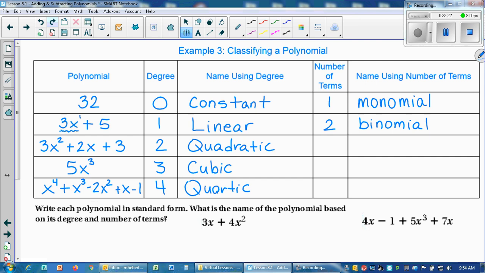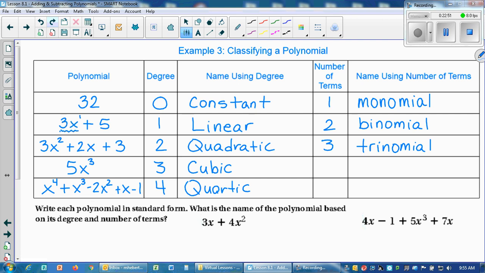Our third one we're going to talk about is our third polynomial. We have 3x squared, that's one term. We have 2x, which is two terms. And then we have the 3, which is three terms. So we have three terms. This is called a trinomial, just like a tricycle has three wheels, or a triangle has three sides. Tri means three terms.